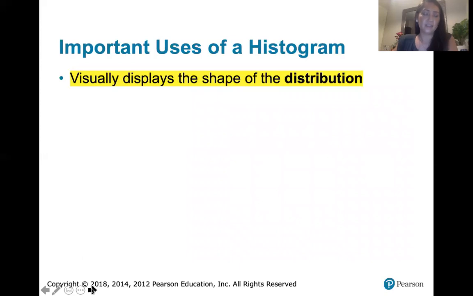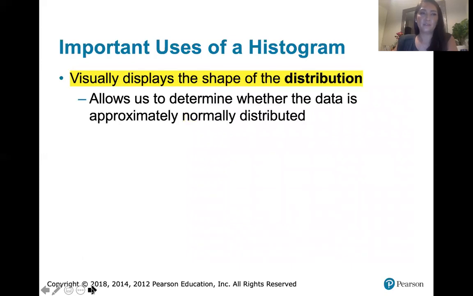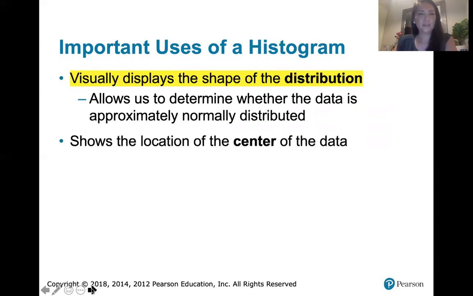But a histogram, if we graph it, will allow us to determine just at a glance whether that data is approximately normally distributed. So we're looking for a low, high, low pattern, and we're also looking for symmetry around the middle. This also shows us the location of the center of the data. One measure of center is going to be associated with that high frequency class, that high point on your histogram. That's going to be a measure of center.